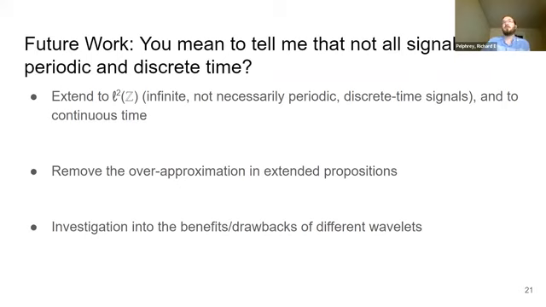So unfortunately, not all signals are periodic in discrete time. So in the future, we'd want to extend this into L squared Z, which is infinite, not necessarily periodic discrete time signals, and to continuous time. We also want to remove an over approximation that I didn't talk about, but does exist currently while we're creating the extended propositions. Removing this over approximation would allow us to hopefully detect the violations more frequently when they are there. And we're working on these two things right now. But we'd also like to maybe do an investigation into the benefits and drawbacks of different wavelets at some point in the future. Thank you.